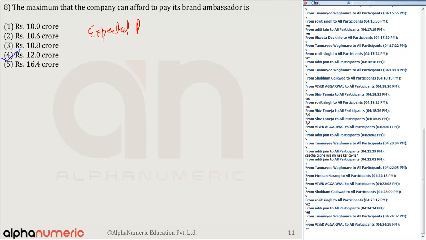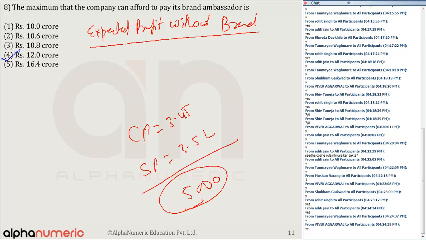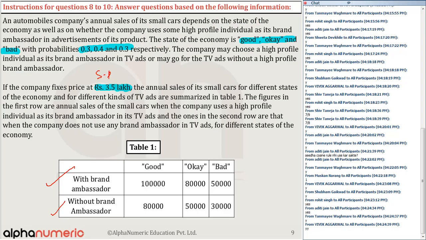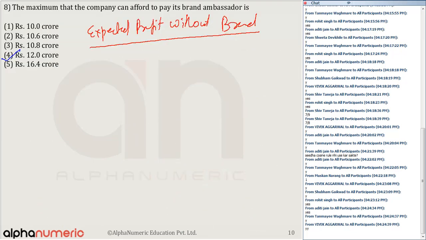Expected profit without brand ambassador. Okay? Without brand ambassador. So with the expected profit without brand ambassador, see here 8,000, 50,000 and 30,000. Okay. And with ambassador. Okay. So can I say the expected amount they can afford, how much can we do?